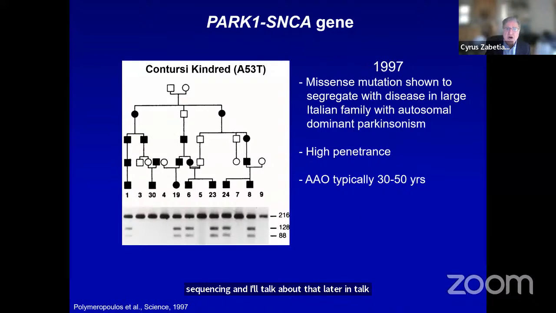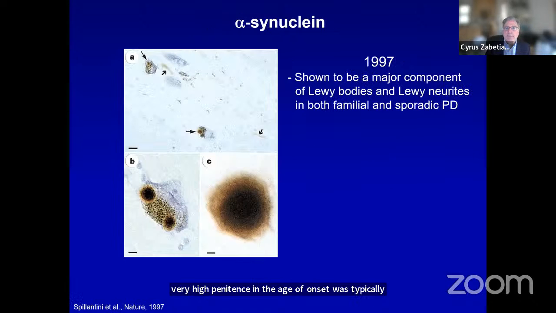So the first causal gene in Parkinson's disease was identified in 1997. This was an Italian kindred, the Contursi kindred, where a point mutation, a missense mutation, in the SNCA gene that encodes alpha-synuclein was discovered to segregate with disease in a dominant fashion. It had a very high penetrance, and the age of onset was typically between 30 and 50 years of age. That same year, it was shown that the primary protein in Lewy bodies was alpha-synuclein, the protein that's encoded by SNCA.